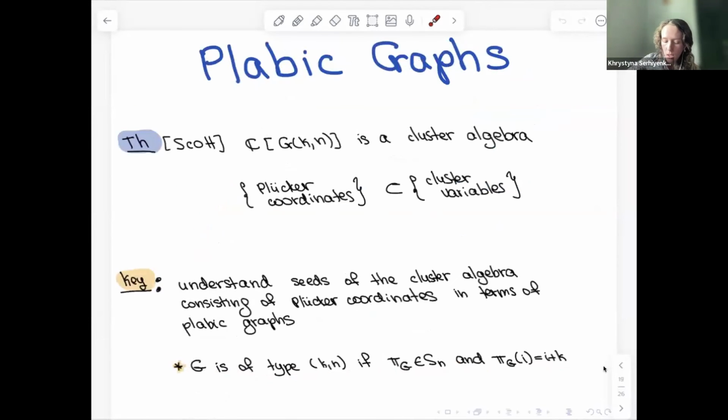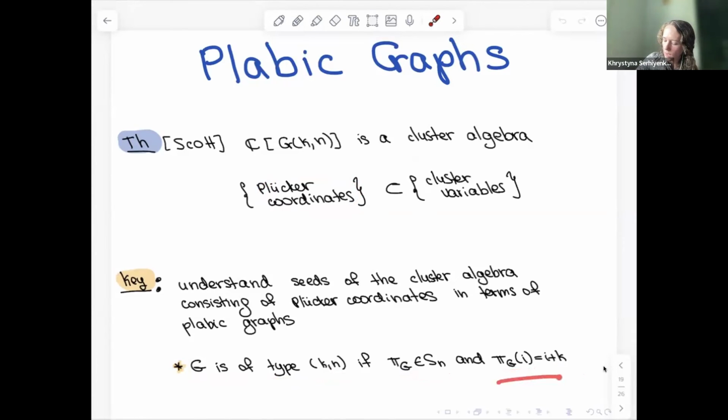All right. So again, going back to our cluster algebra, we had this theorem by Scott that the coordinate ring of the Grassmannian is a cluster algebra where the Plücker coordinates form a subset of the cluster variables. And the idea is we can understand the seeds consisting of Plücker coordinates in terms of plabic graphs. But for this, we need to restrict the type of plabic graphs you consider. The ones which correspond to the Grassmannian are said to be of type k,n, and this means that the trip permutation is a permutation on n letters. Okay, that's good. And this is quite a strong condition.